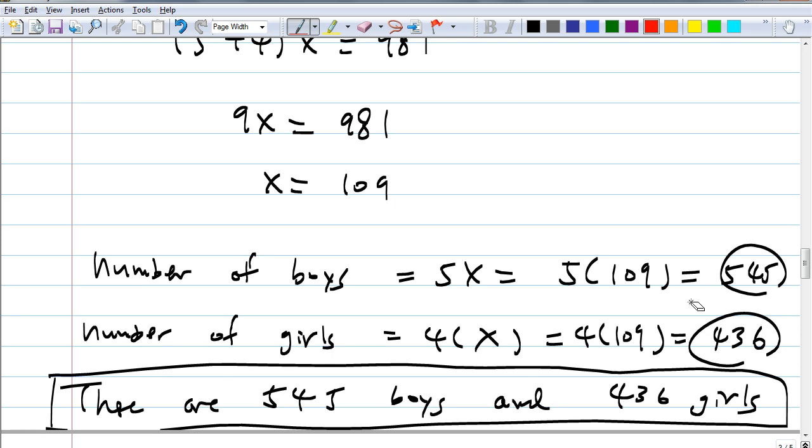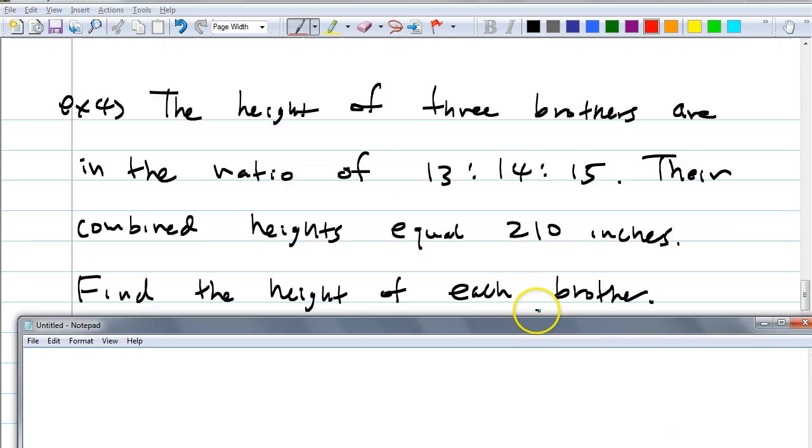How many groups, raise your hand, got 545 for boys and 436 for girls? Okay, all the groups did. Any questions? Is this easy or hard? You guys get the idea? Yes. All right, then. Let's try the next one. If you got that one, try this now.